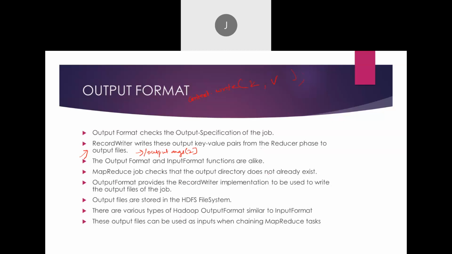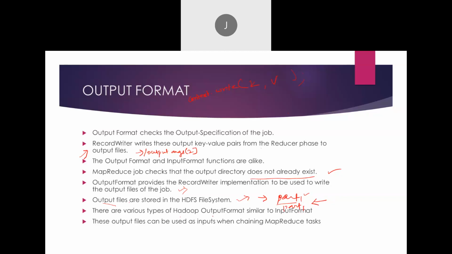A MapReduce job checks that the output directory does not already exist. This I will discuss again. Output format provides the record writer implementation to be used to write the output files of the job. It is repeated, it will write into your HDFS. All the output files will be written into HDFS. It contains two files, which are nothing but the success file and the part file. The part files will be divided based on the number of reducers. If you have only one reducer, there will be one part file, otherwise many part files. It actually contains the aggregated data.